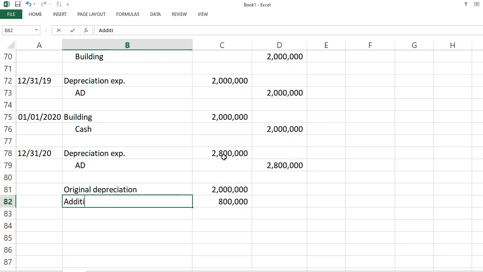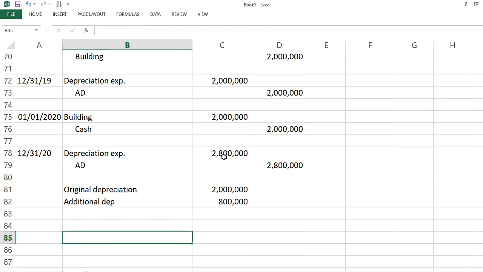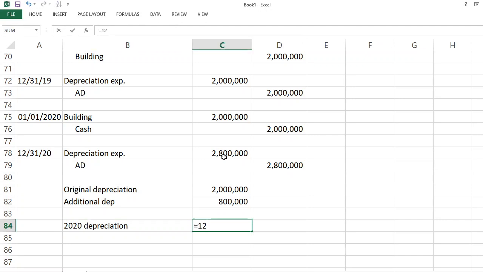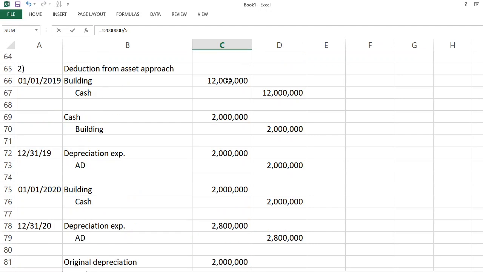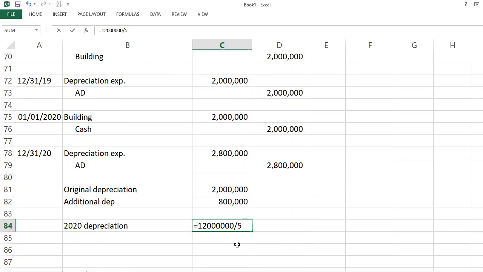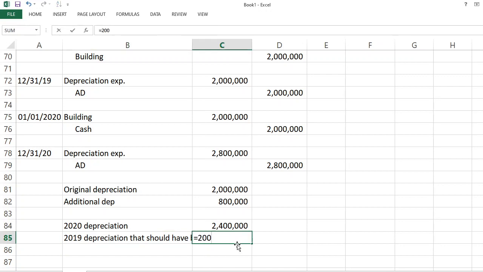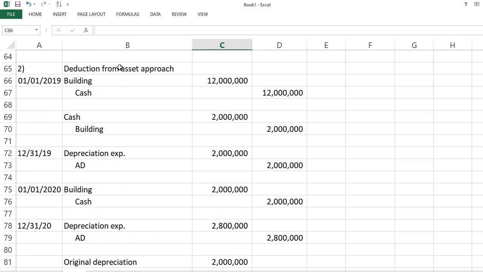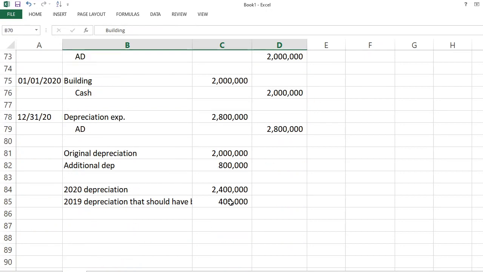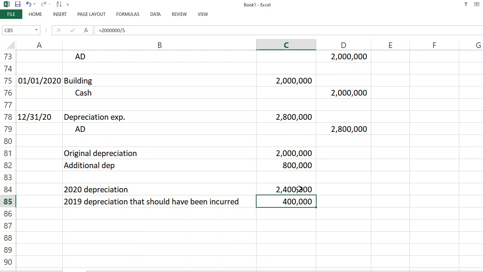Or, you could use the other analysis. You have your 2020 depreciation, that is 12 million. Why 12 million? This is the original cost of your building, as if there were no grant. So that's 12 million divided by 5, that is 2.4, plus your 2019 depreciation that should have been incurred. Why should have been? It was not incurred because we deducted it. Why deducted? Because deduction from asset is our approach. That 2 million, we divide it by 5, that's why we arrived at the 400,000. So, it's still 2.8 million.